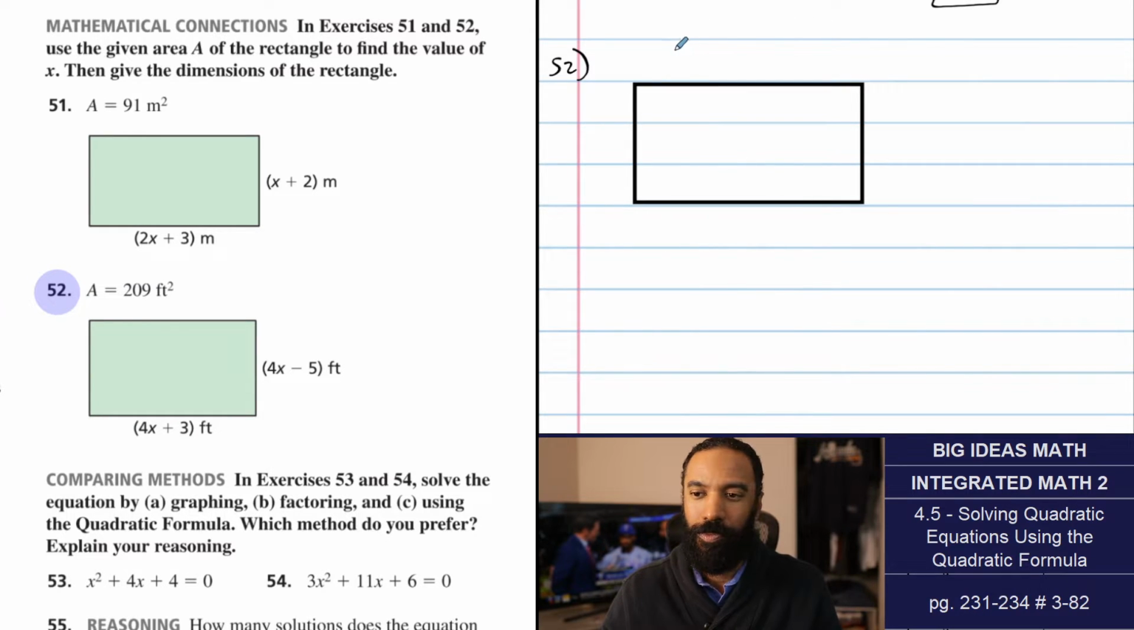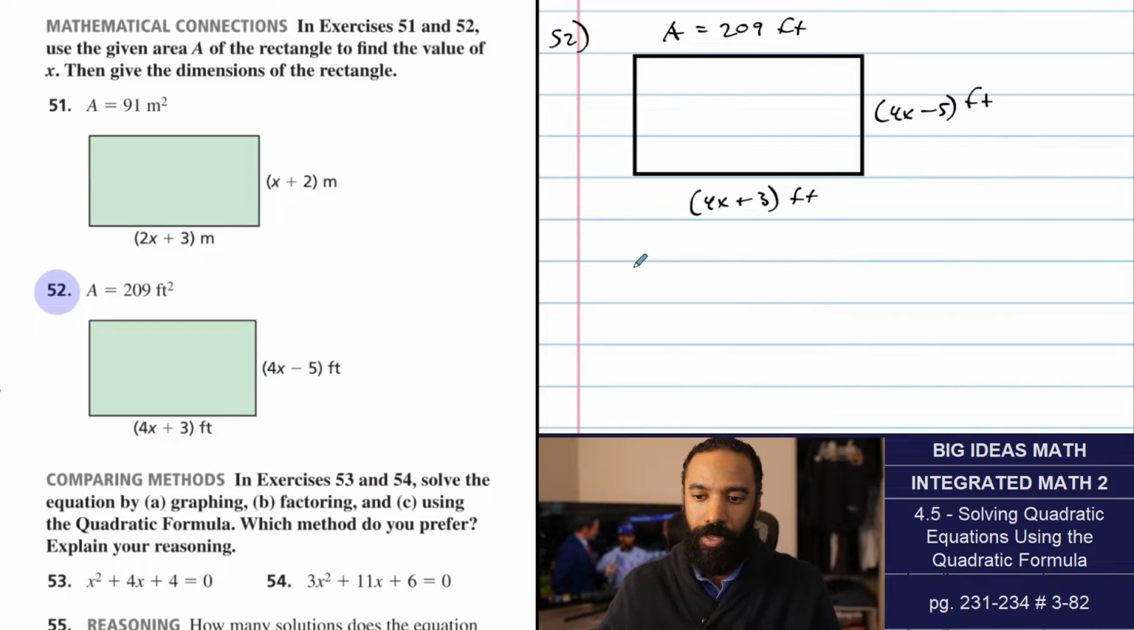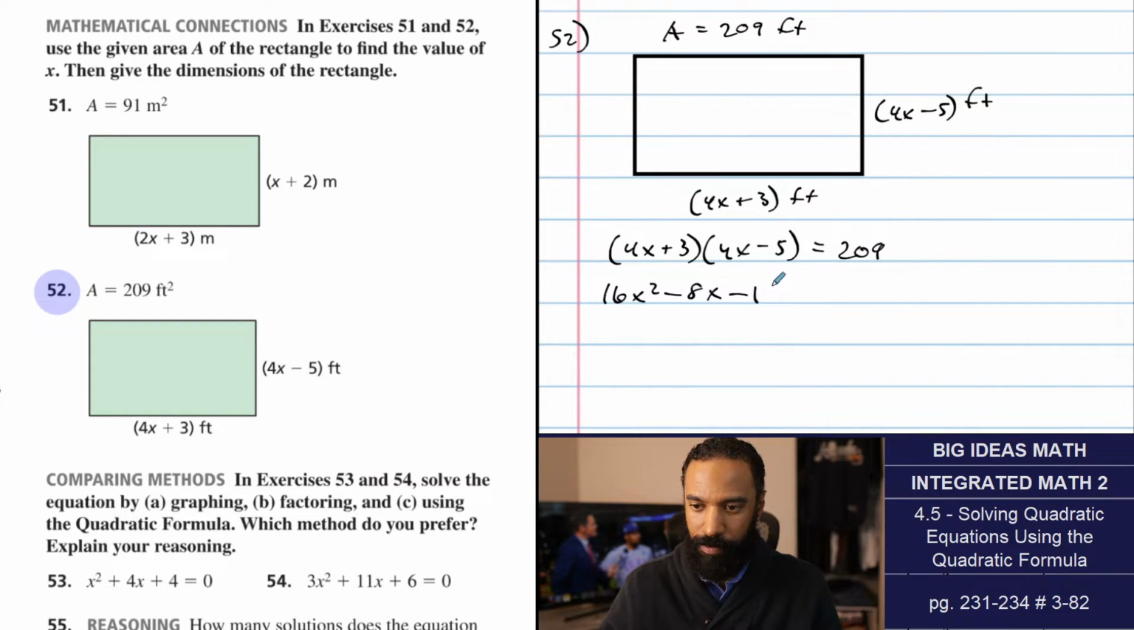Another rectangle, we have an area of 209 feet, and then we have 4x minus 5 and 4x plus 3. This is feet and feet. Okay, so the area, base times height, 4x plus 3 times 4x minus 5, is 209. That is 16x squared minus 20x plus 12x minus 15.